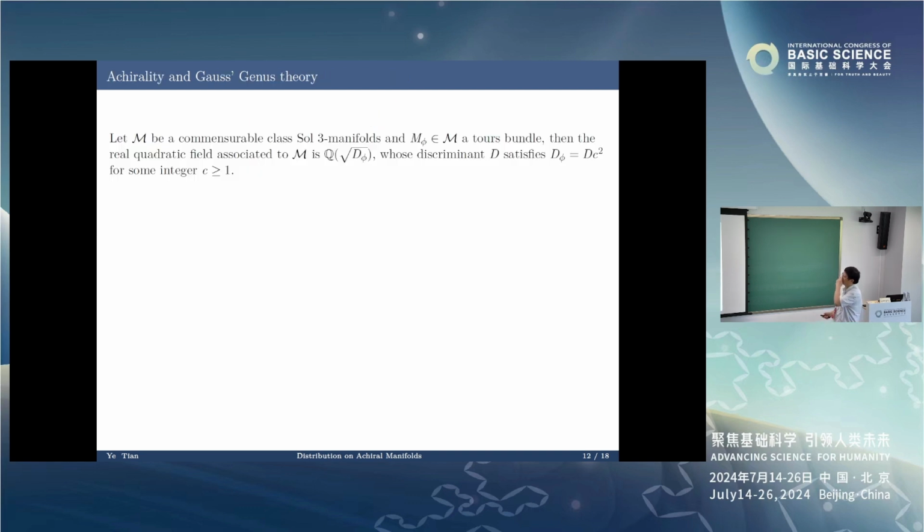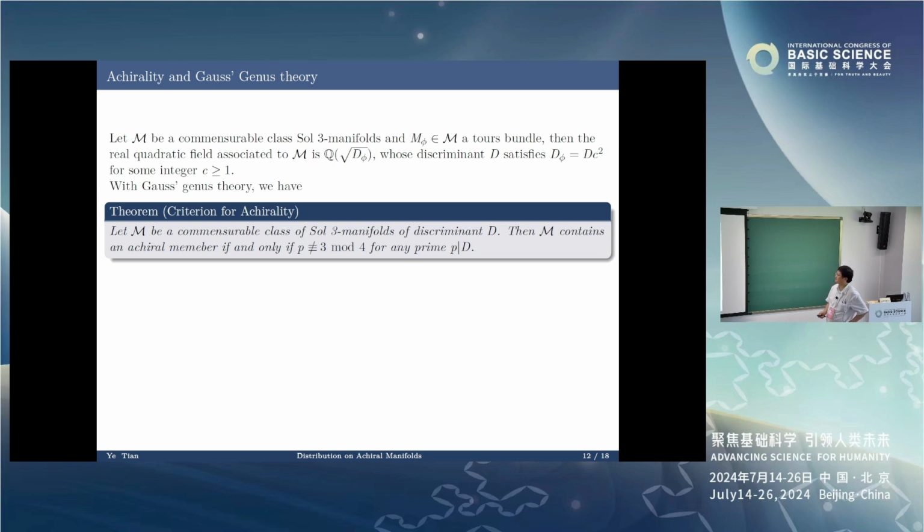So let M be a commensurable class, and M_phi is a member in the class. With Gauss's genus theory, actually we can prove this. So this is really Gauss's genus theory. So this class contains a chiral member if and only if this discriminant is not divisible by any prime congruent to 3 mod 4.